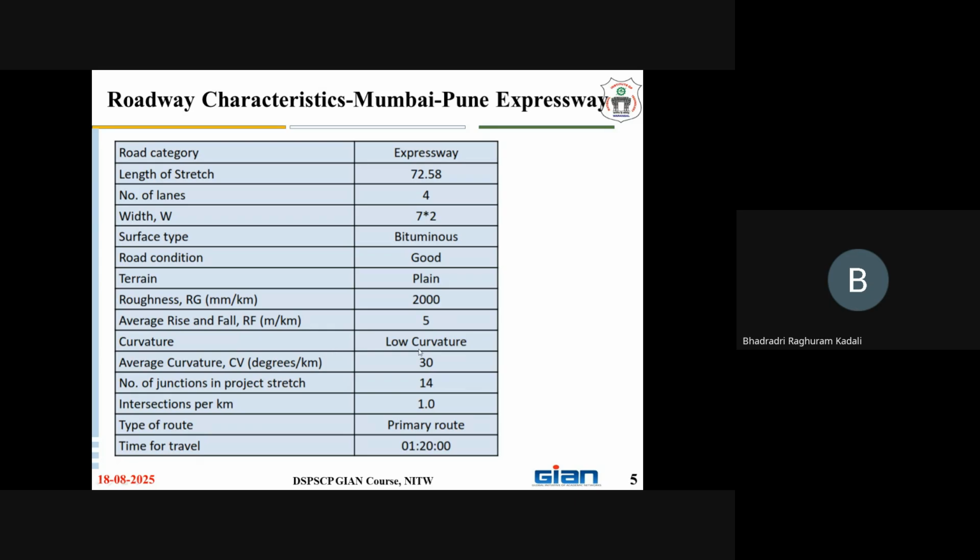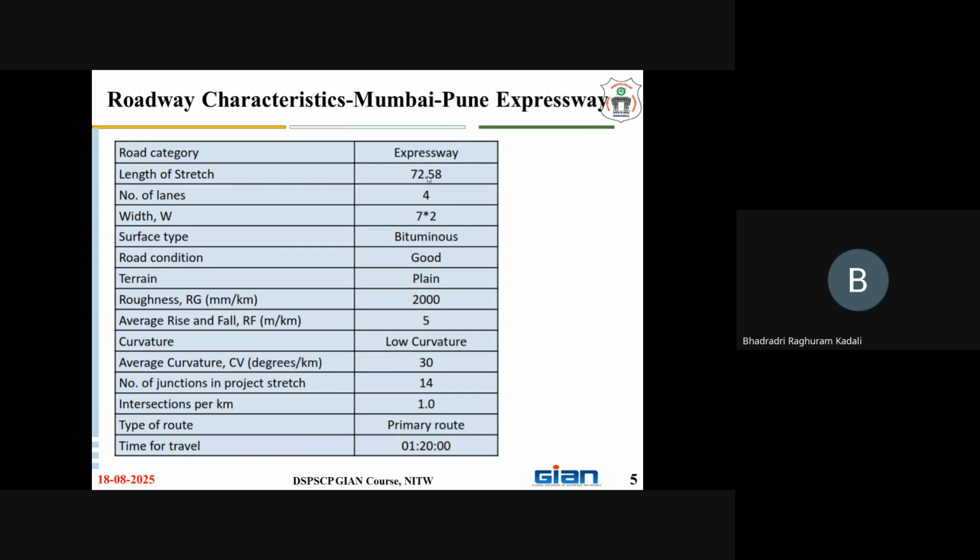For the curvature, generally we need to understand the degree of the curvature and how many curves we have. If the curvature or the number of curves increases, then the vehicle operating cost increases, and correspondingly the total estimated cost for the selected stretch of the road increases. Then we have the intersections, which are also very important. If you have more and more intersections, that may increase the vehicle operating cost as well.